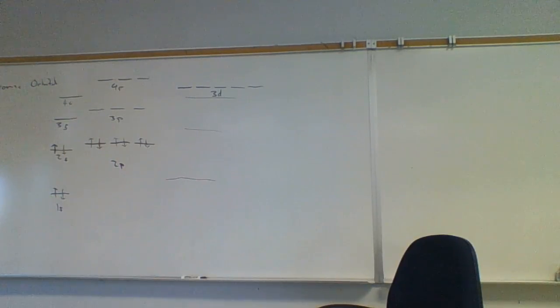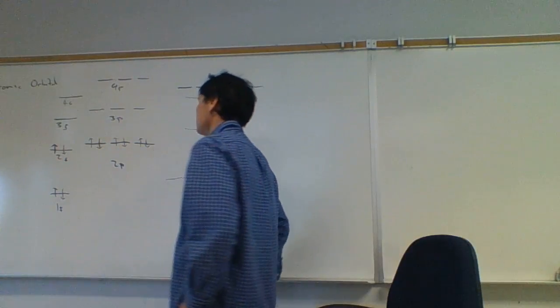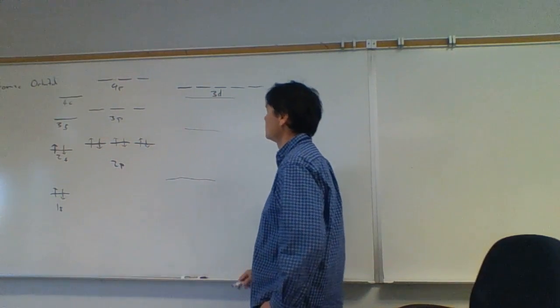So we have the duet, we have the octet, and then we don't have a fancy word for 18, so we just call it the 18 electron rule. But it's okay, the 18 electron rule is not discussed now. It is discussed later.